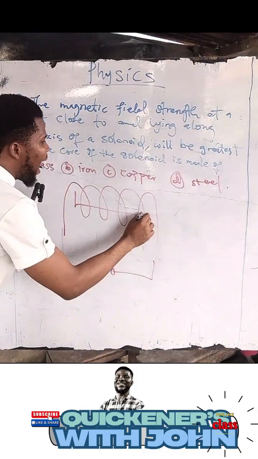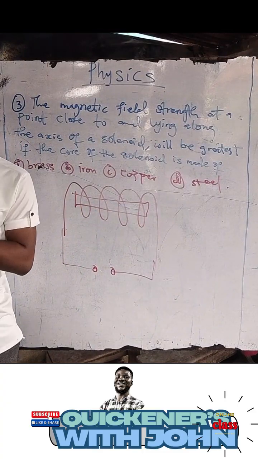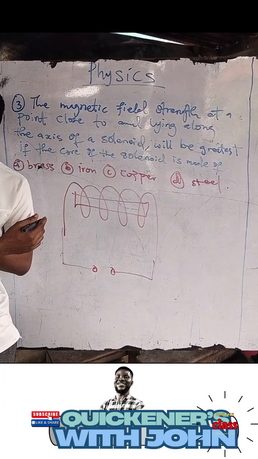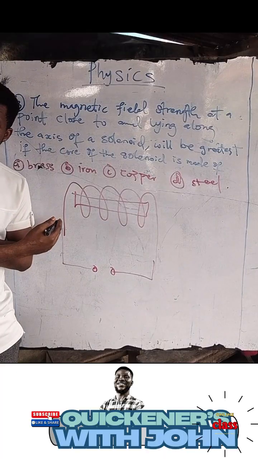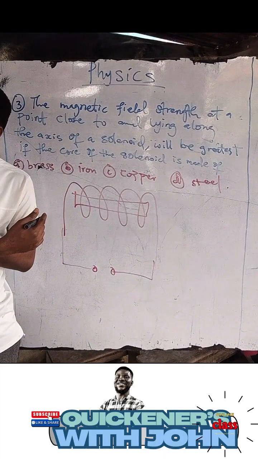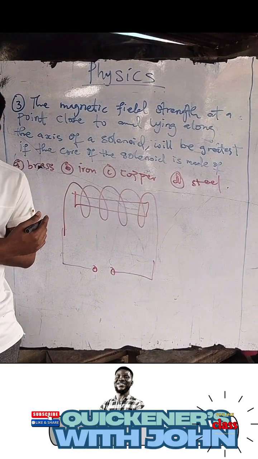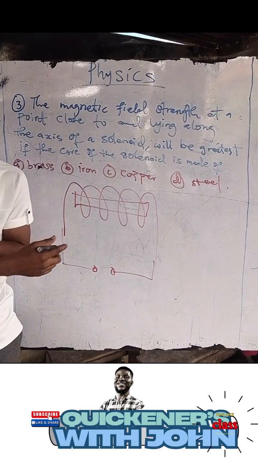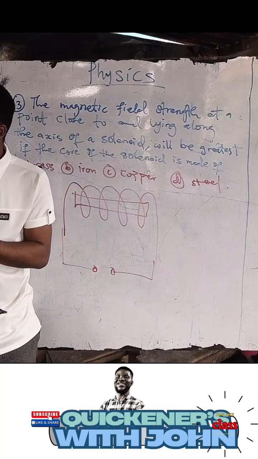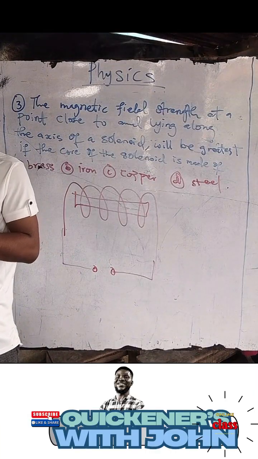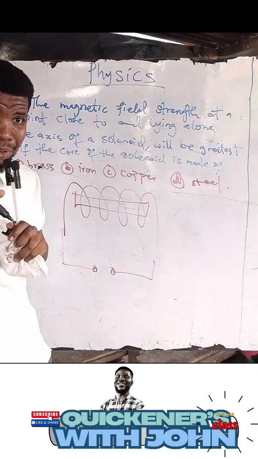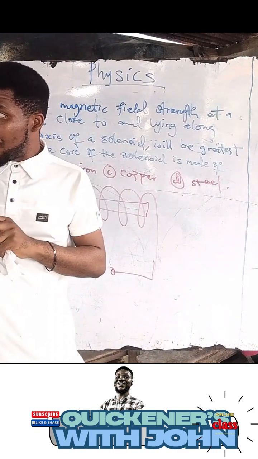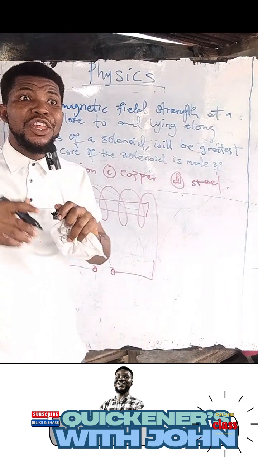If we have a metallic bar that we want to convert to what? Want to convert to what? A magnet. The core of the bar, the magnetic field will be stronger if it is made up of what? No, iron. Remember. Why? Because iron is a ferrous magnetic substance.